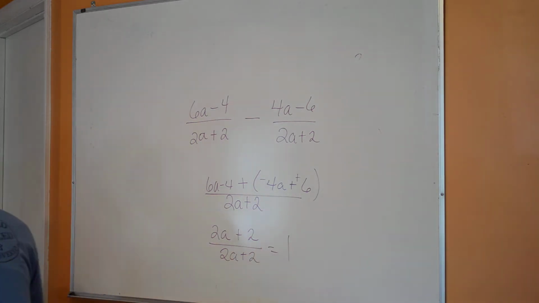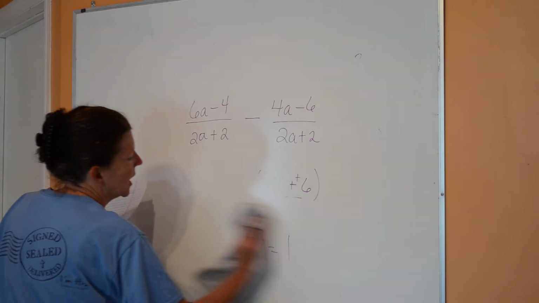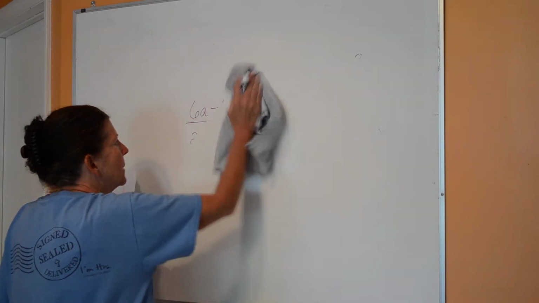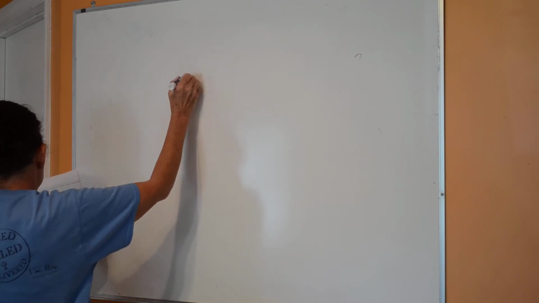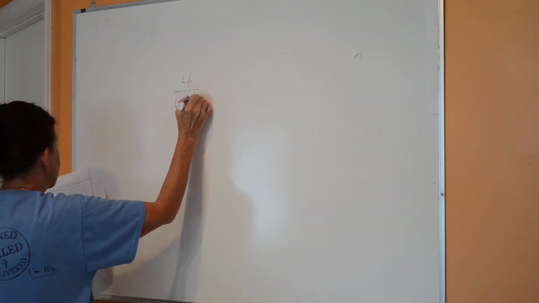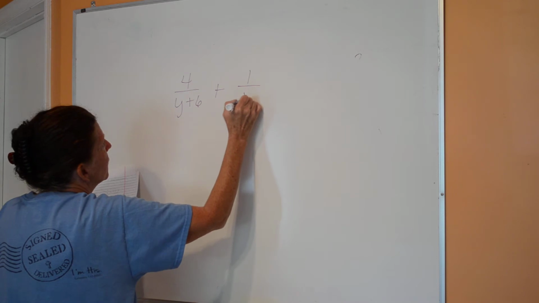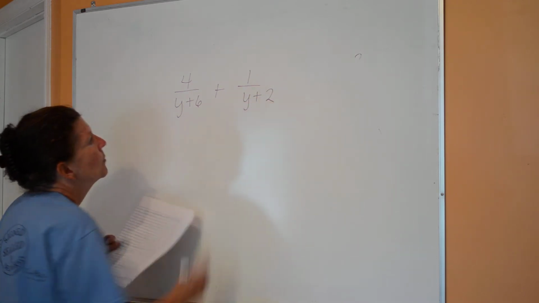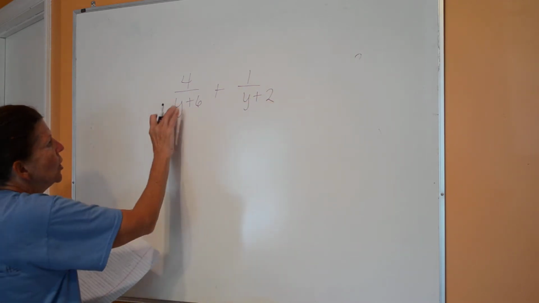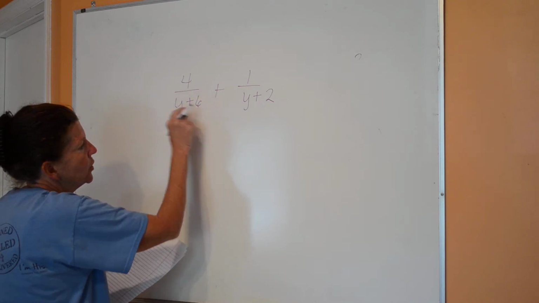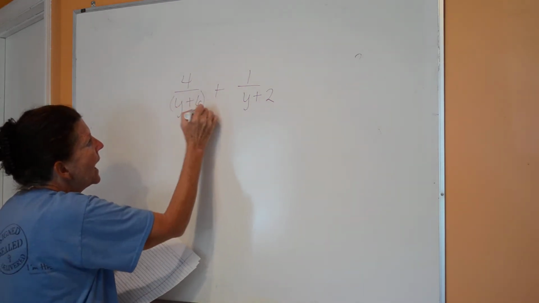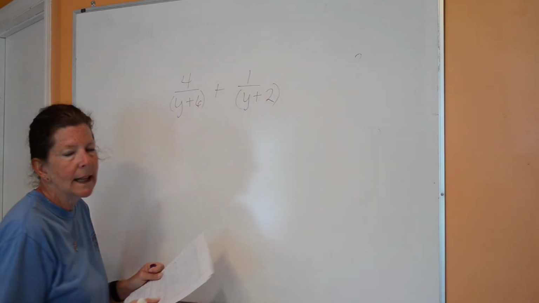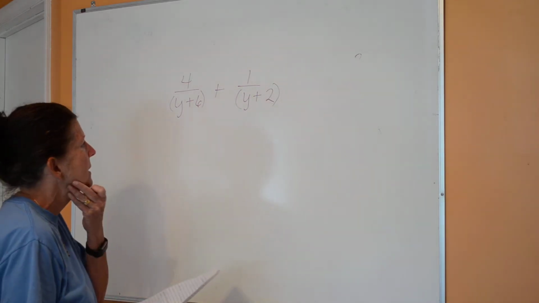All right, then we moved on to 12.7, which is unlike denominators, where we have to come up with a common denominator. Let's say I have 4 over y plus 6 and 1 over y plus 2. Now, please remember, you've got to take that whole thing. You can't just pull out that y and say they have the y in common. That cannot be separated. Anything that's added or subtracted cannot be separated.